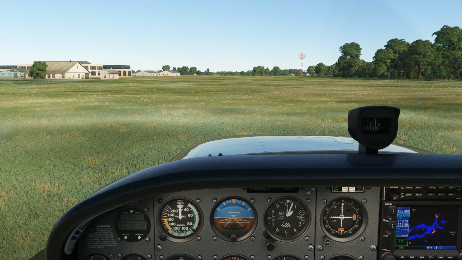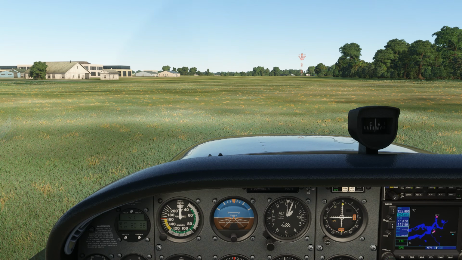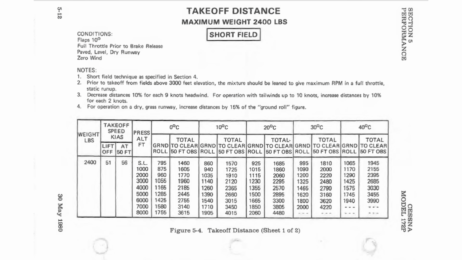You may have learned how to calculate takeoff distances for the FAA knowledge exam, but let's look at a real-world example where small differences can have big effects on our flight planning and ability to get out. Nowhere is this more true than at shorter grass runways like this one. Let's look at our POH for the Cessna 172.